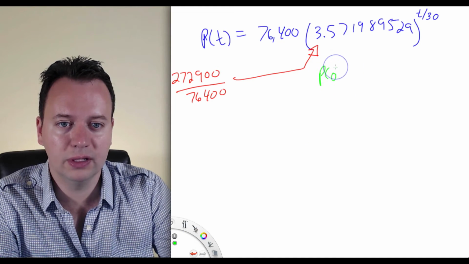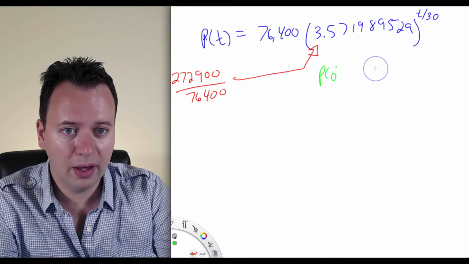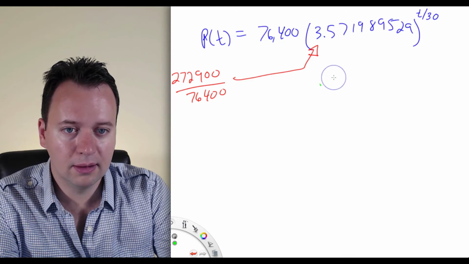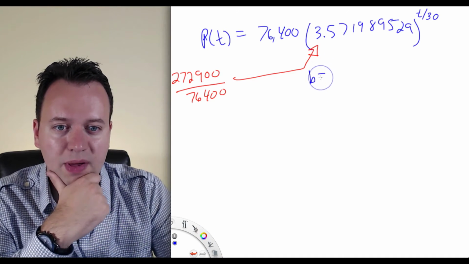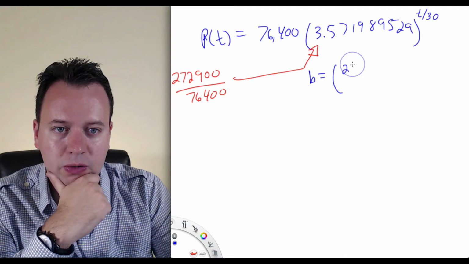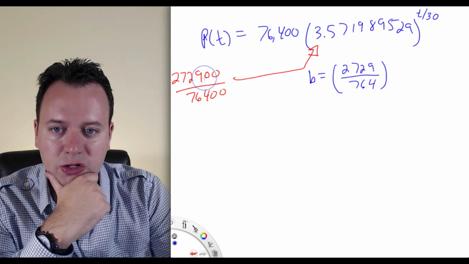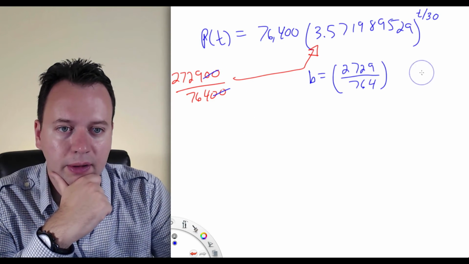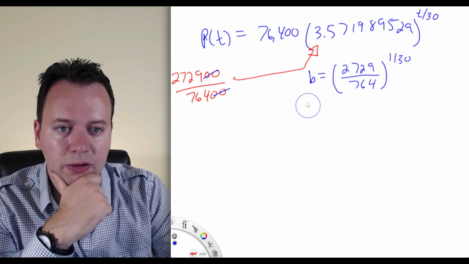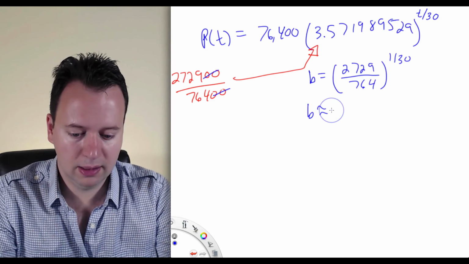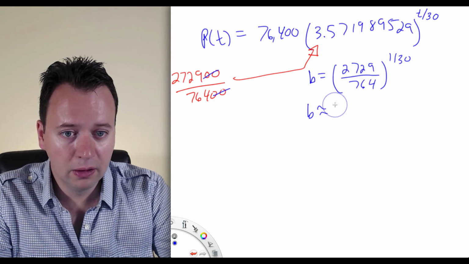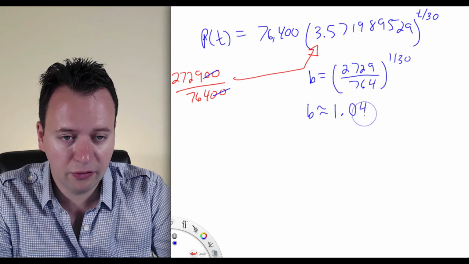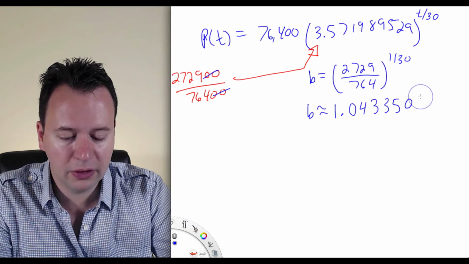P of 0, so using this formula, well, actually, one more thing. So the value of b will literally be 2729 over 764. So in this ratio, I divided both by 100, to the power of 1 over 30. So b is approximately that ratio to the power of 1 over 30. So the growth factor is 1.043350766.